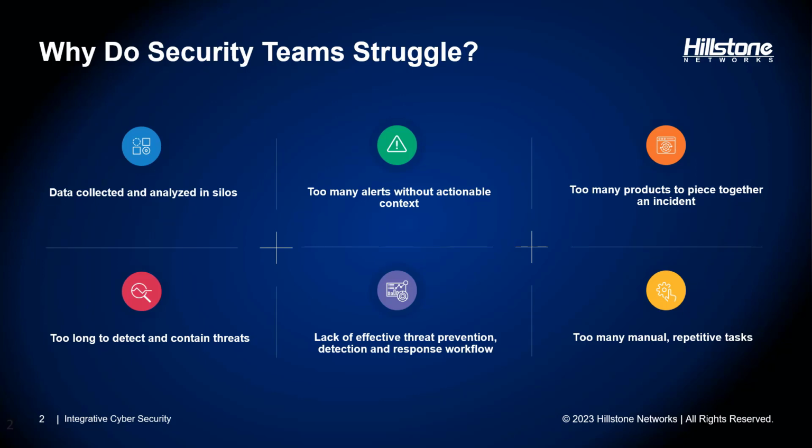Now, security teams often face significant challenges, including the collection and analysis of data in isolated silos. This results in fragmented insights. The abundance of alerts lacking actionable context can overwhelm teams, especially when dealing with multiple disparate security products to piece together an incident. Now, this disjointed approach can lead to prolonged threat detection and containment times, and that's not a good thing. And furthermore, the absence of an efficient threat prevention, detection, and response workflow can hinder effective incident management.